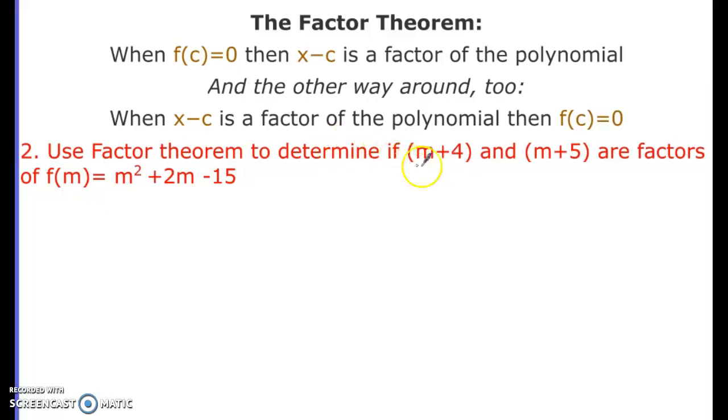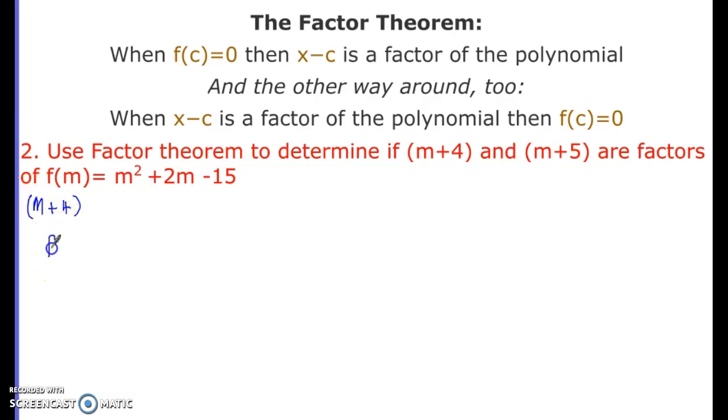Use the factor theorem to determine if m plus 4 and m plus 5 are factors of f of m equals m squared plus 2m minus 15. So I'm going to first check m plus 4. Let's check this factor first.